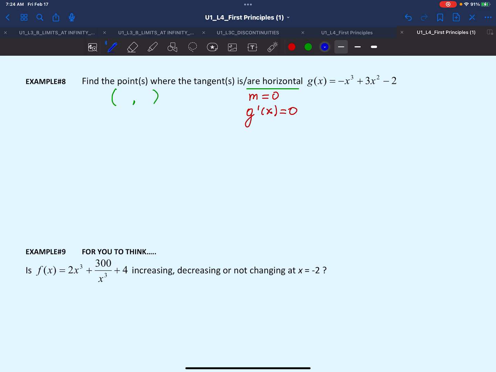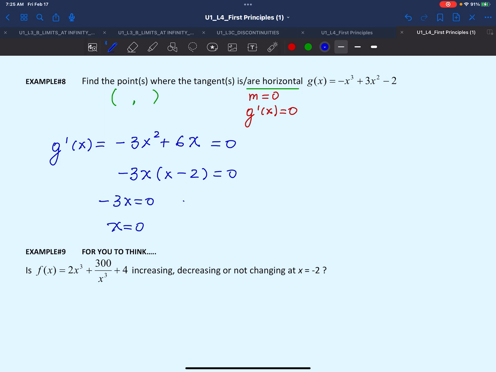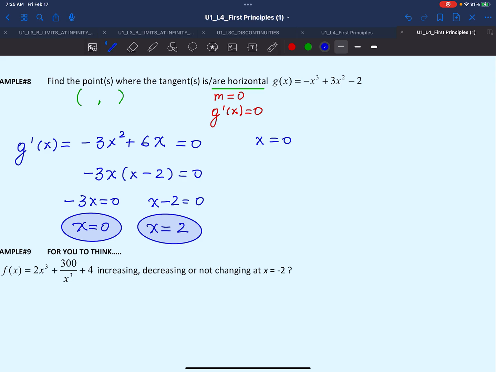So what that means is that we have to start off by finding the derivative of function g of x. So g prime x equals negative 3x to the power of 2 plus 6x. That must be equal to 0. So we solve this by simply factoring. It's easier because both terms contain x. So negative 3x is a common factor, and we have x minus 2 equals 0. Negative 3x equals 0 when x equals 0, or x minus 2 equals 0 when x equals 2. So that means there will be 2 points at which the tangent will be horizontal: one at x equals 0 and one at x equals 2.